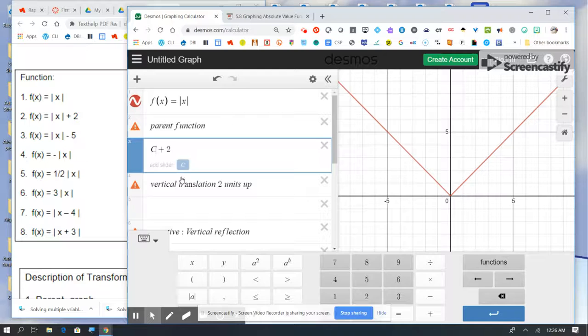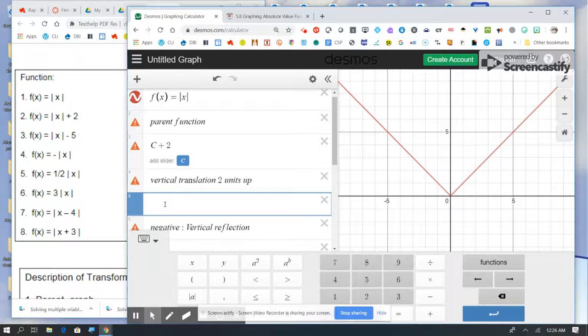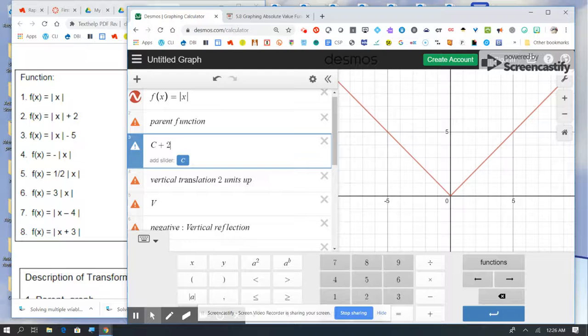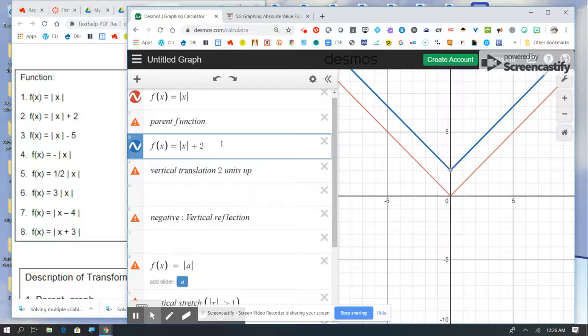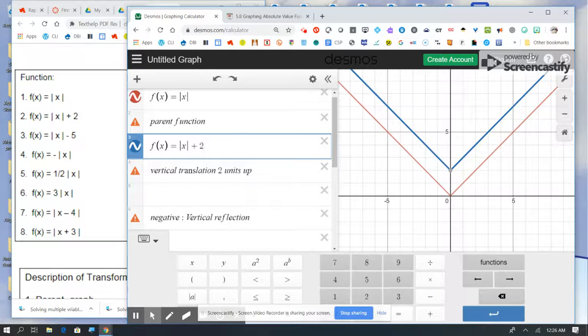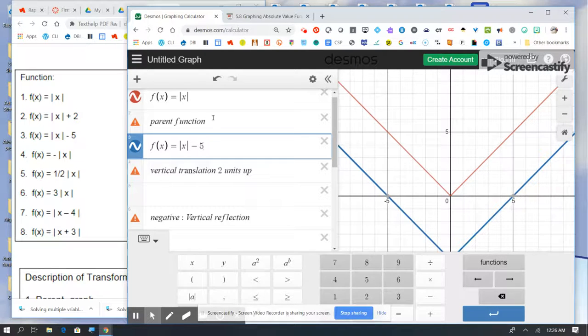So I'm just going to copy this one. It doesn't let me do it. Okay, I'm just going to undo. So plus 2 is shifting 2 units up, right? How about minus 5? If we do minus 5, then it is a translation of 5 units down. I hope you write it down, okay?